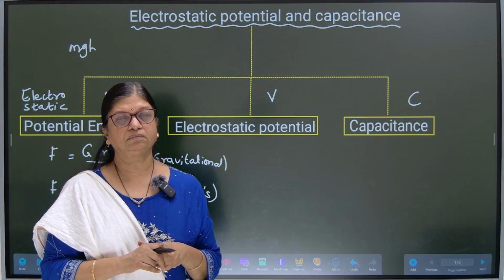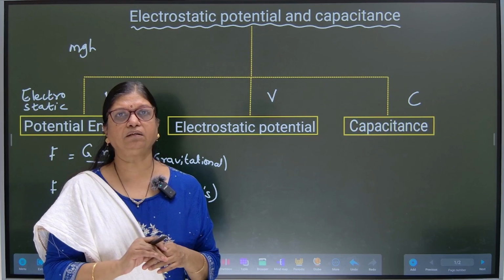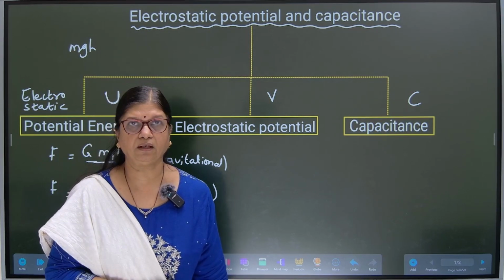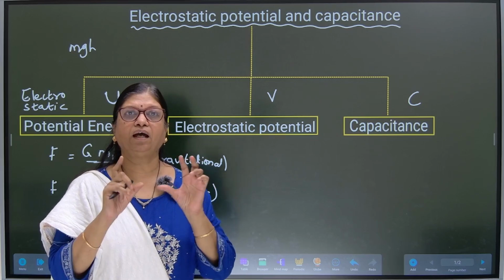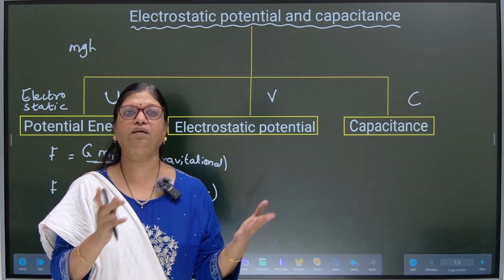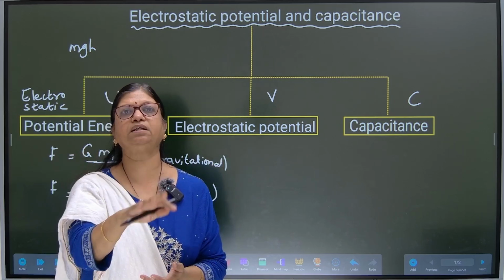Agree? Okay? Or even if you have learned them, they have to be remembered now because you are going to use them in the numericals. So understand what I have explained in brief about these topics, and in detail we are going to learn about these topics in this chapter.